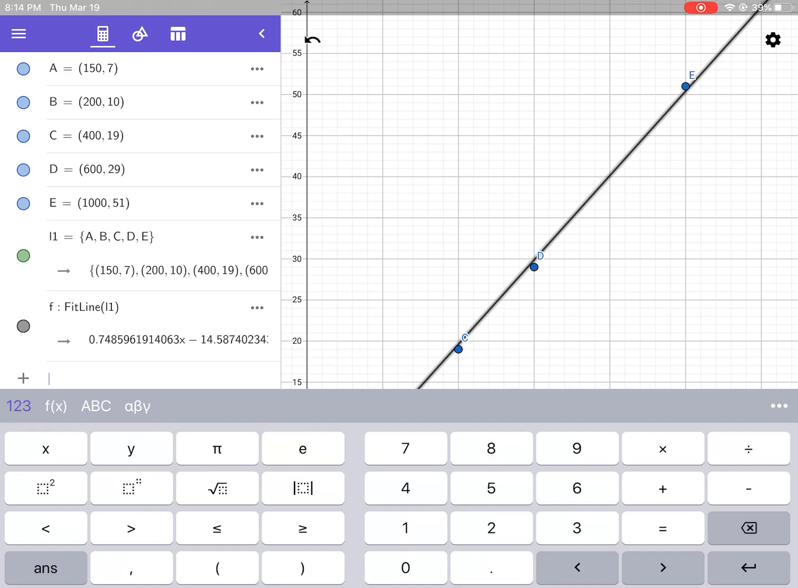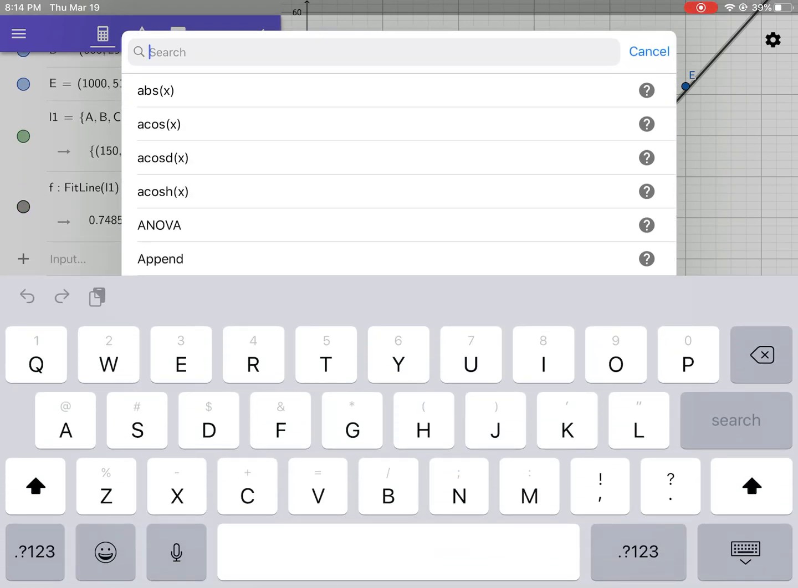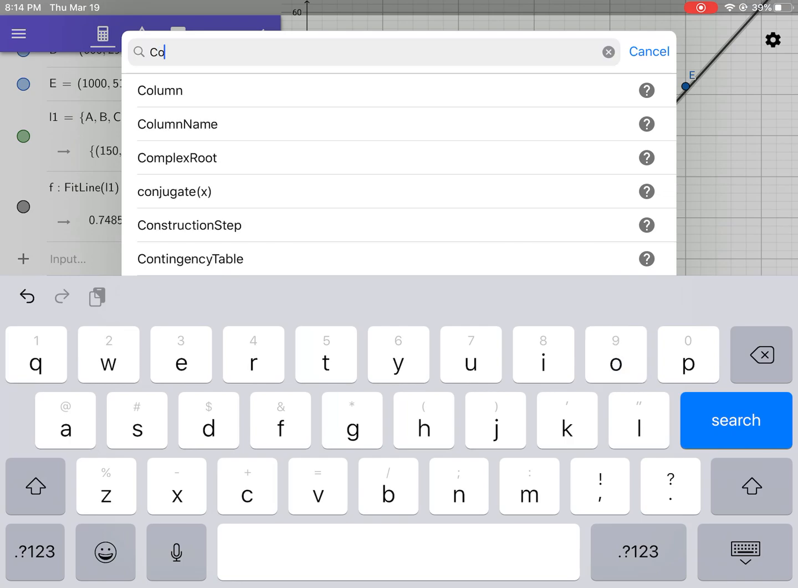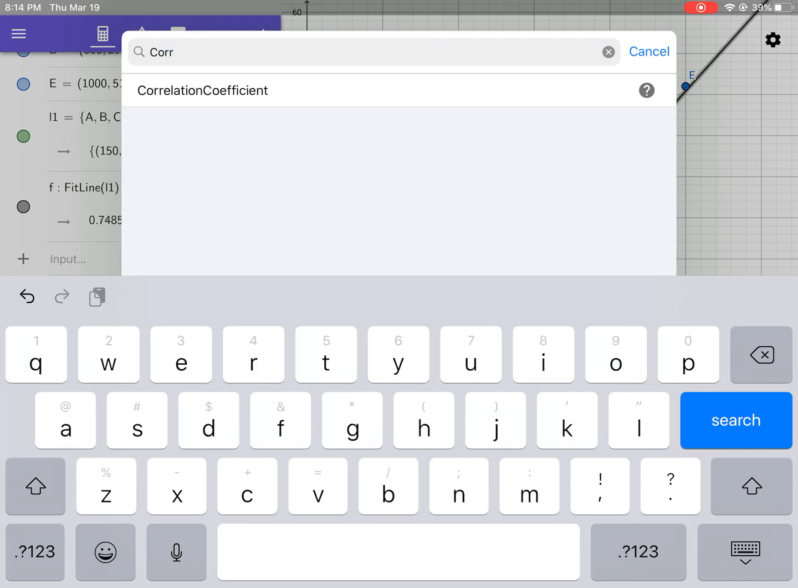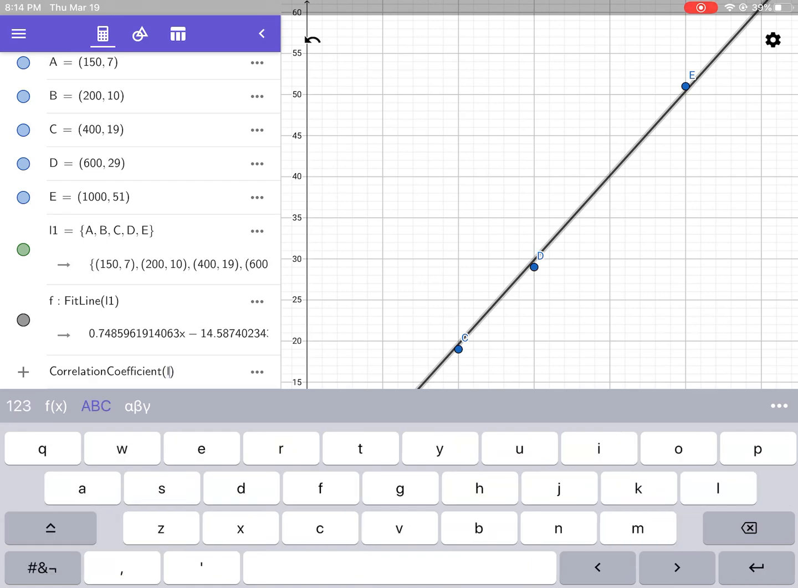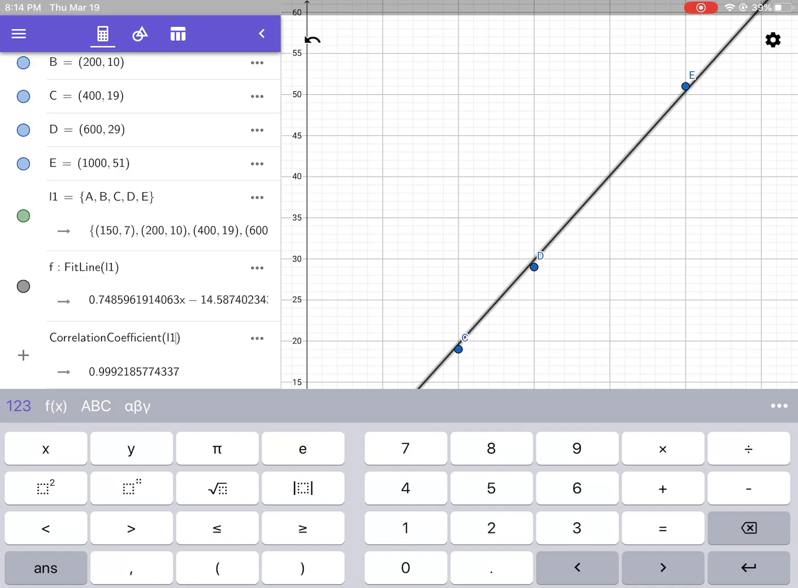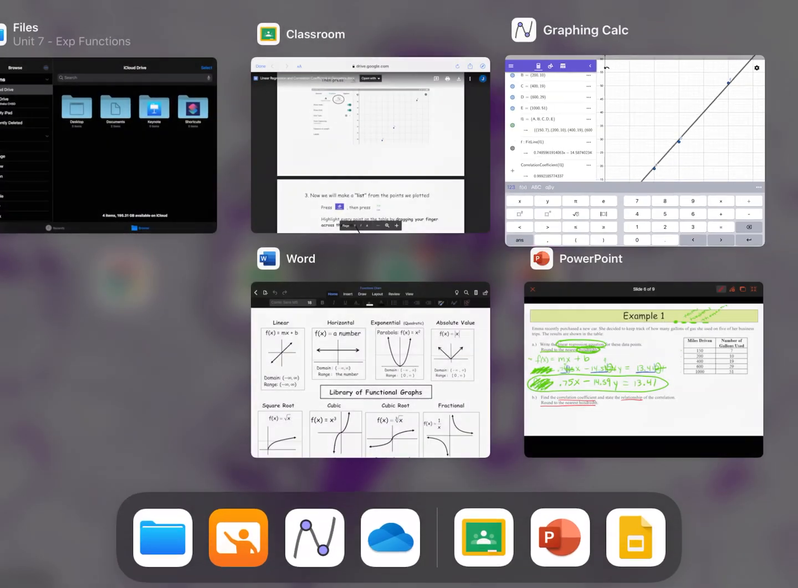Again, don't erase anything. Leave everything up until you're completely done with the problem. In the search bar, you're going to type in correlation. You're going to start typing it in, and it should come up. Correlation coefficient, click on it. Okay? In your box here, your cursor is in between the parentheses of correlation coefficient. Again, you're going to type your list, L1. Go to ABC, L, and then 1. Oh, there it is. 0.9992.